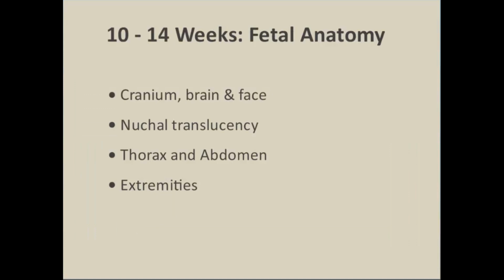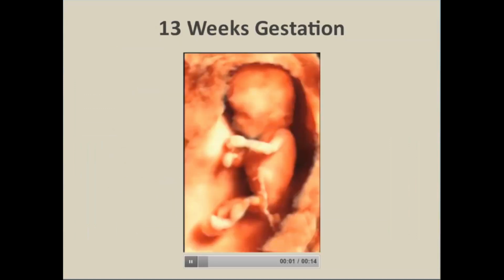Also look at the extremities of the fetus, at least to see if they're present. With our 3D imaging, we can see that they're present all the way down to the hands and the feet. This is a 13-week gestation. We can see the arms and the legs, the hands, the legs, the feet. So we know that they are present at this gestational age.